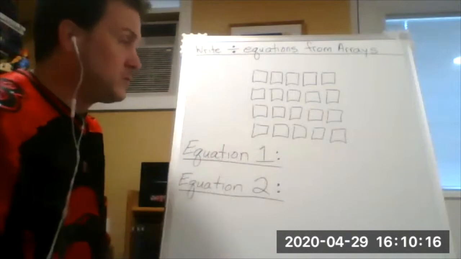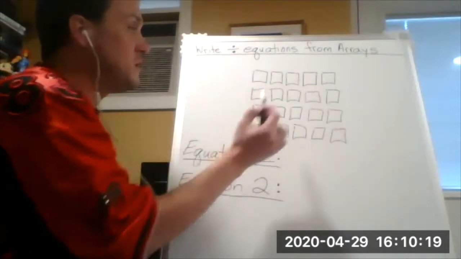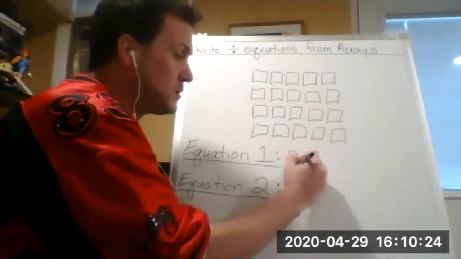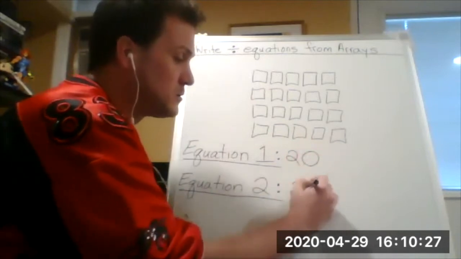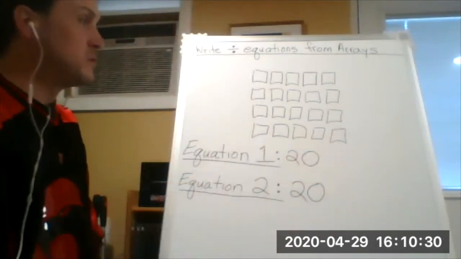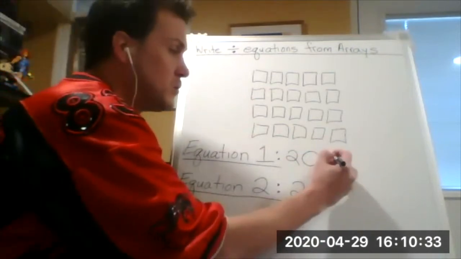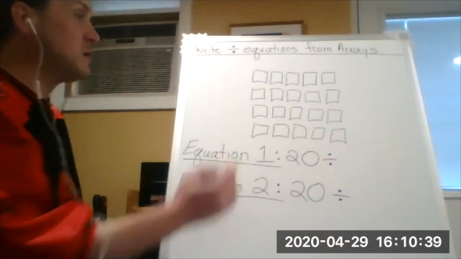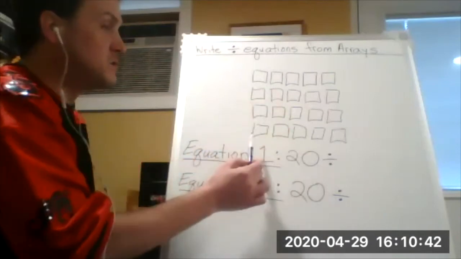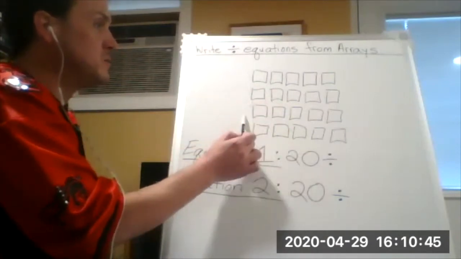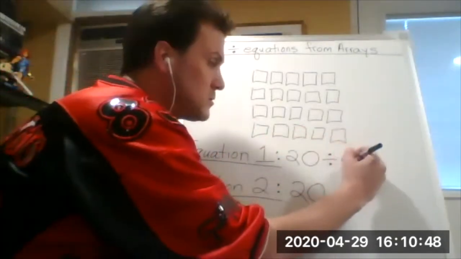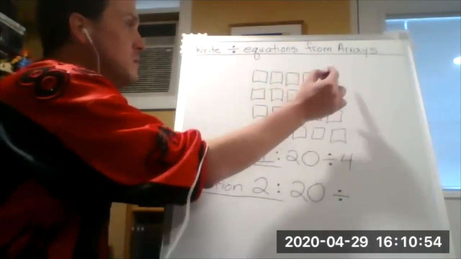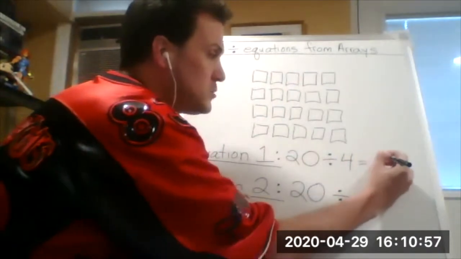Step one, in both equations, count the number of squares that you have. In this equation, we have 20 squares. That's our total number. And we're making division equations. First thing we can do, we can look and see how many rows we have. In this division equation, we have 1, 2, 3, 4 rows. And we have 1, 2, 3, 4, 5 in each row.